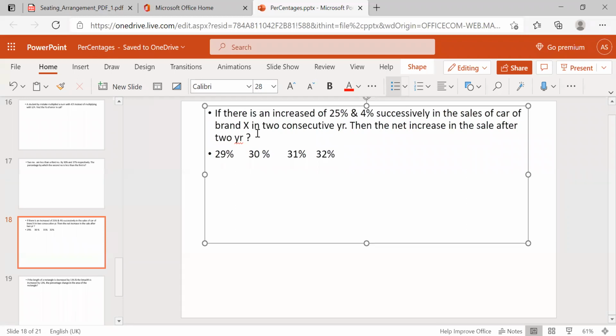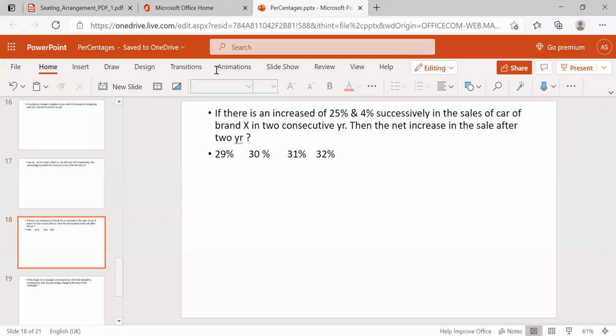Is it clear? So many people, by seeing it, will keep 29%, because here 25% is in the first year and 4% is in the second year. So what's our answer? 29% is absolutely wrong. Why? Suppose the first year is 25% increase and the second year 4% increase on the previous year's value, it's not a net. It is increased by 25%, right? Suppose think the first year it is 100.